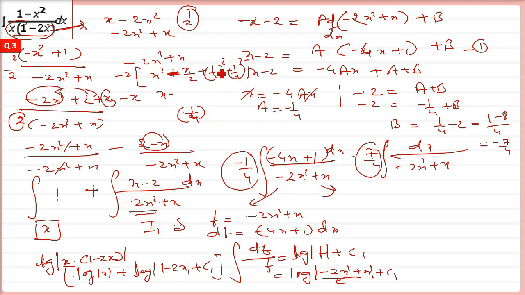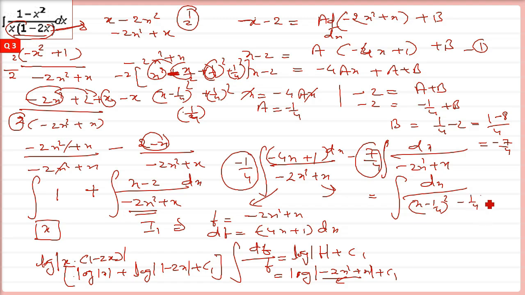So x minus, see, a square plus b square minus 2ab. So x minus 1 by 4 whole square, these three terms have formed x minus 1 by 4 whole square. 1 by 4 whole square is already there. So this integration will become like this. I'm making a formula of x square plus a square now. So dx by x minus 1 by 4 whole square plus 1 by 4 whole square. And please remember, already negative 2 is outside, negative 7 by 4 is also already outside.